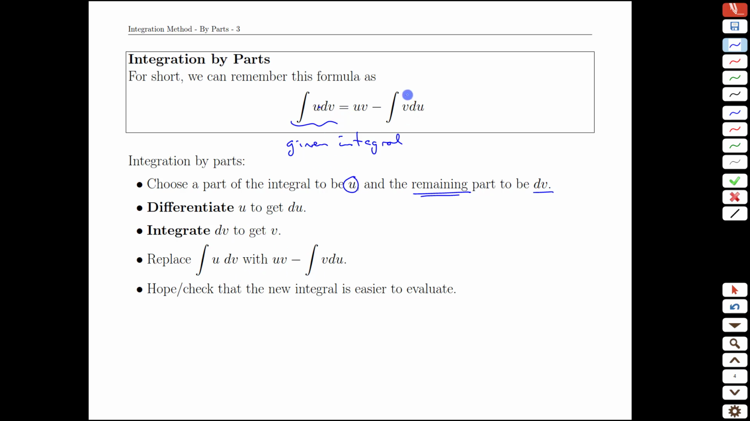Once we have those building blocks, we'll be able to fill in this right-hand side of the equation, and then we check, hoping that our new integral is actually easier to evaluate than what we started with. So we're hoping that this new form is nicer than the original. We'll work through a number of examples of this, and that'll help you ground this very generic theory with some practical applications.